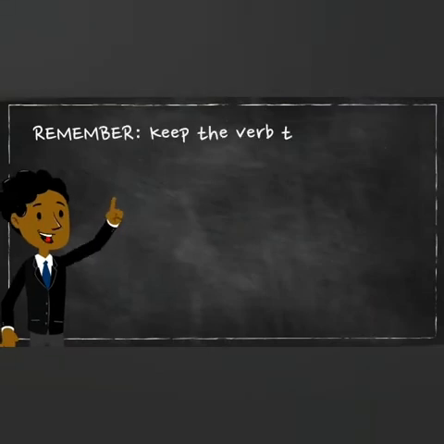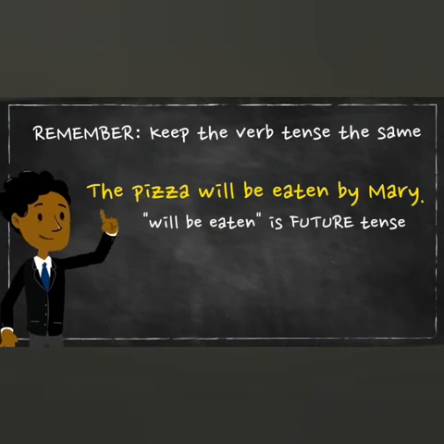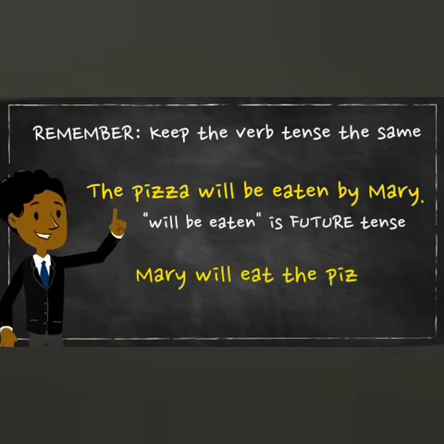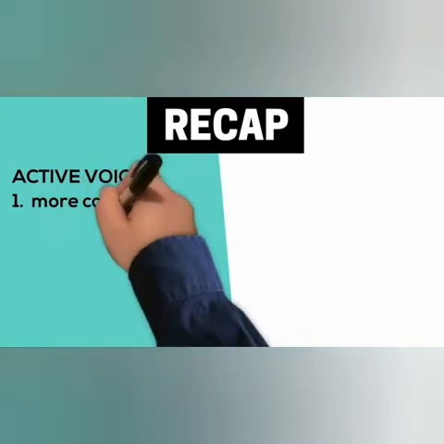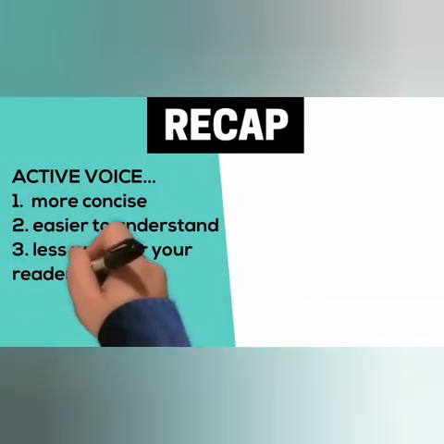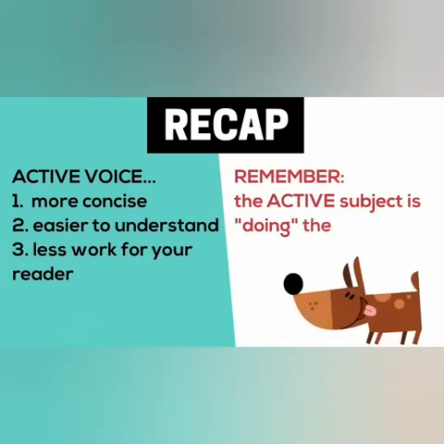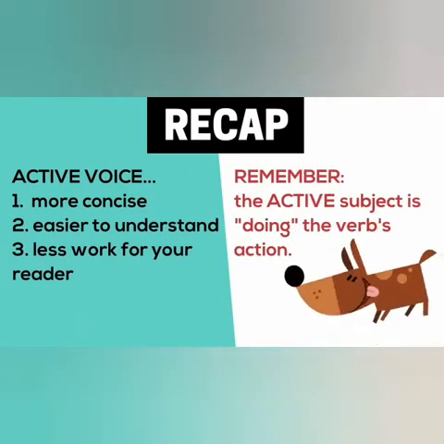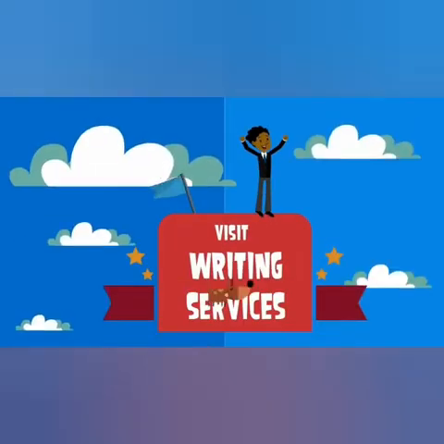Remember, keep the verb tense the same. The pizza will be eaten by Mary. Will be eaten is the future tense. Mary will eat the pizza. Will eat is also future tense. Recap. Active voice. 1. More concise. 2. Easier to understand. 3. Less work for your reader. Remember, the active subject is doing the verb's action. Visit Writing Services!